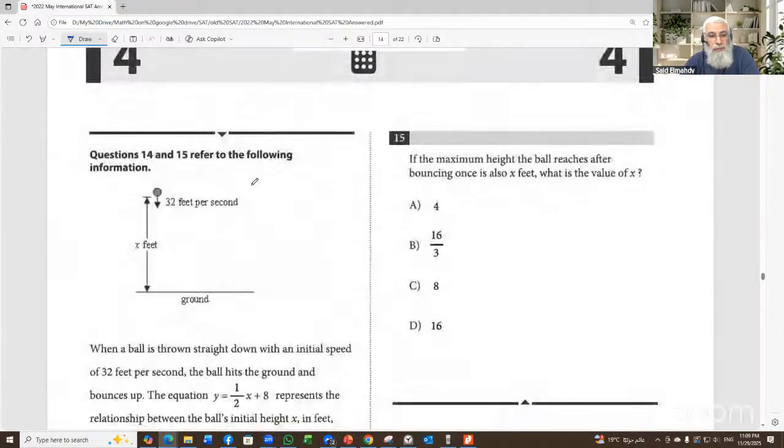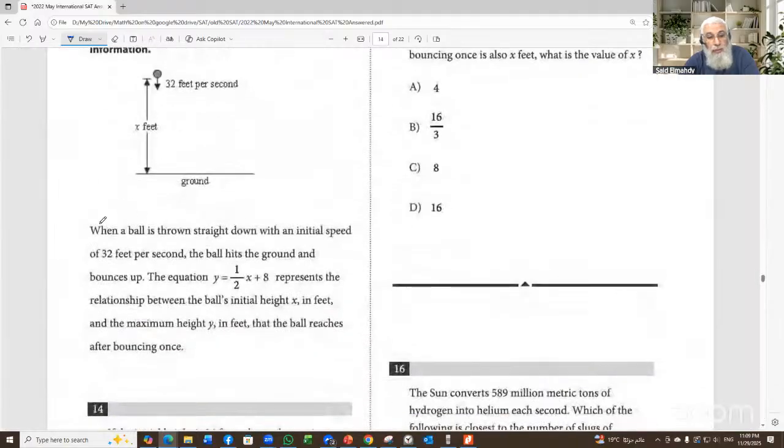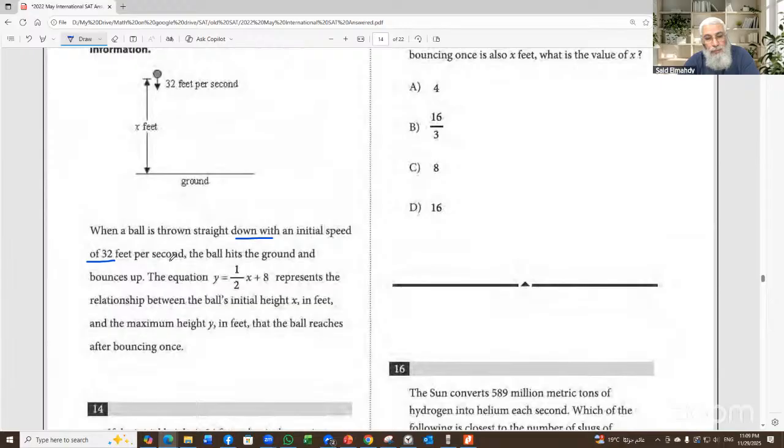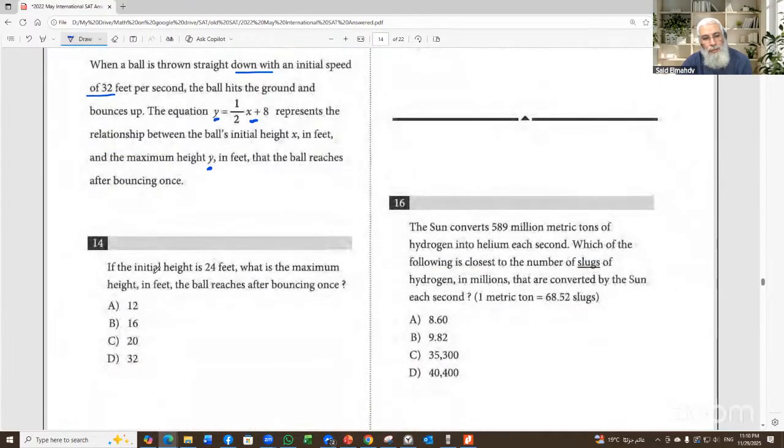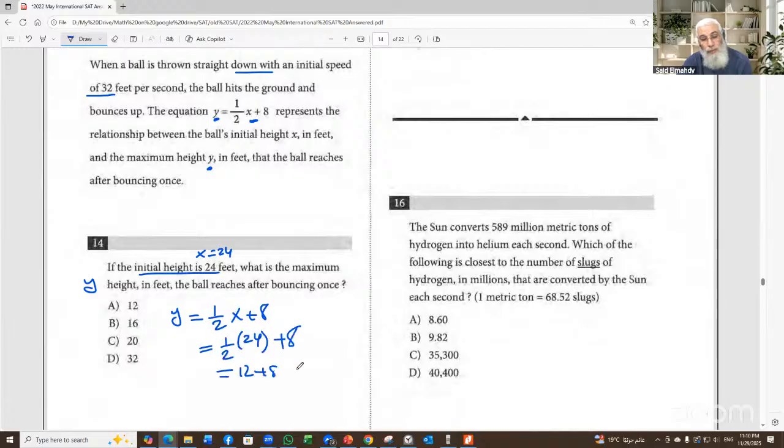This one says, when a ball is thrown straight up with an initial speed of 32 feet per second, the ball hits the ground and bounces up. The equation y equals 1/2 x plus 8 represents the relationship between the ball's initial height, x in feet, and the maximum height, y in feet, that the ball reaches after bouncing. The initial height, this is x, equal to 24. What is the maximum height, which is y? So y is equal to 1/2 x plus 8, 1/2 times 24 plus 8. So 12 plus 8 is 20. The answer is 20.